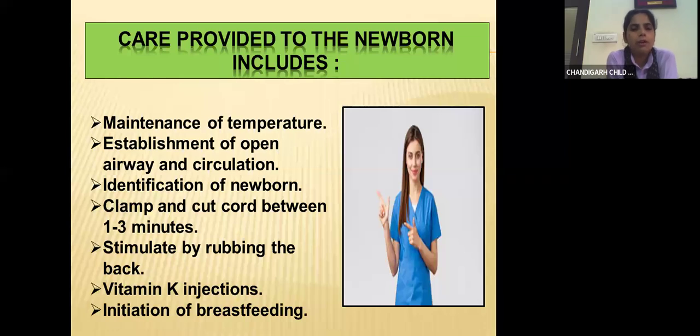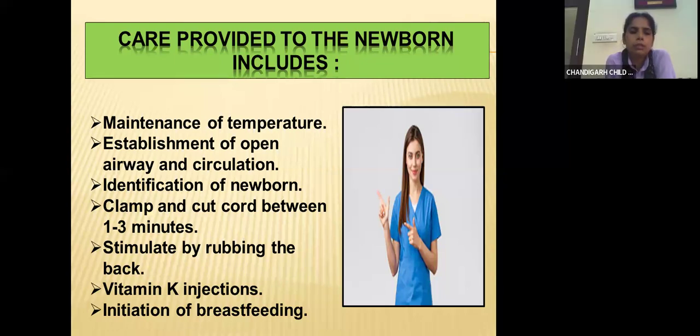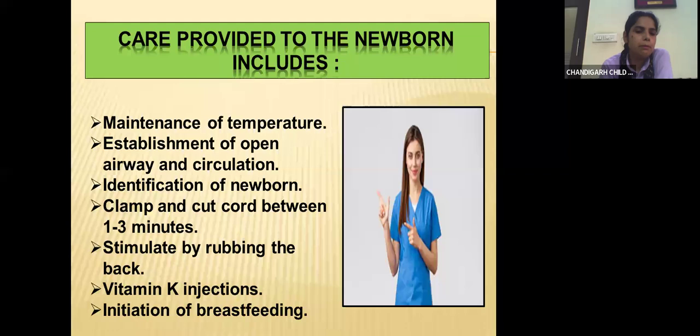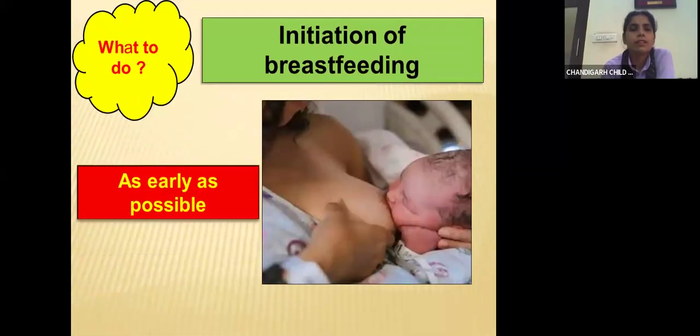Care provided to the newborn, including maintenance of temperature, is important. It prevents the baby from hypothermia. Normal neonatal temperature is 36.5 to 37.5. Establishment of open airway and circulation. Identification of the newborn. Clamp and cut the cord between 1 to 3 minutes. I will discuss this practice at that time. Stimulate the baby by rubbing the back. Vitamin K injection is given; delay it if the baby is not breastfeeding at birth. Breastfeeding as early as possible is important.